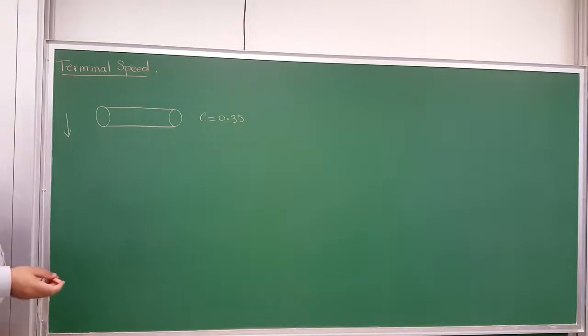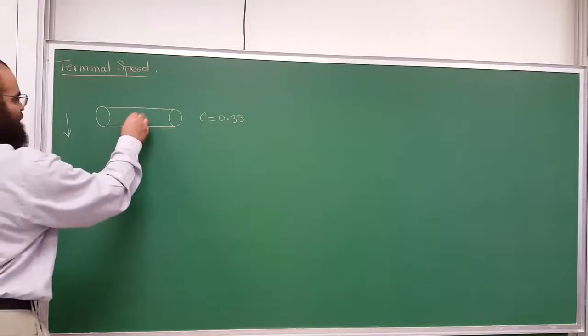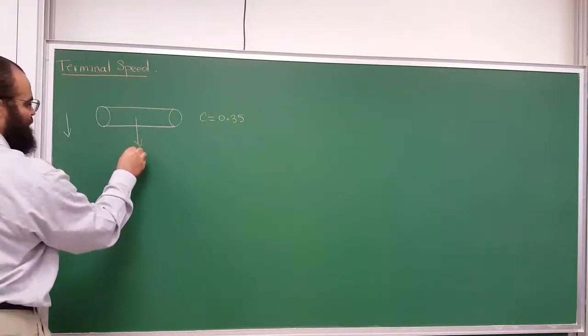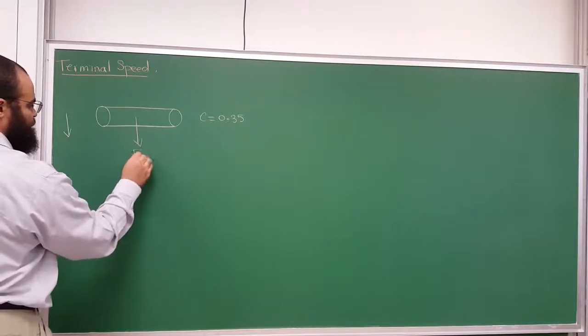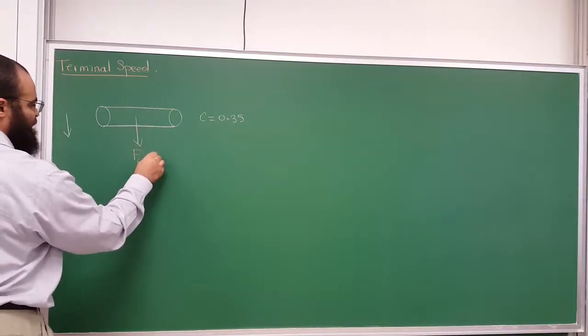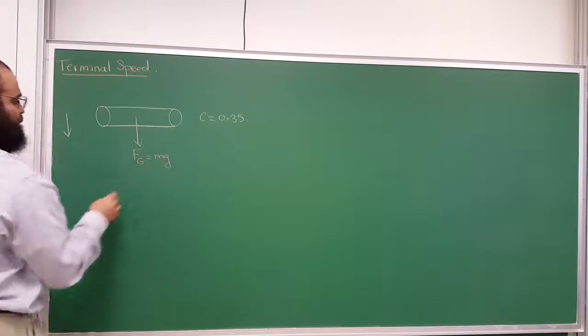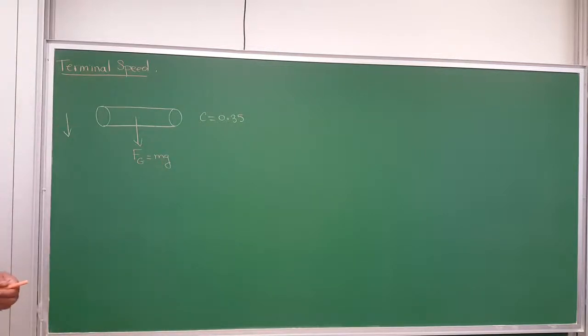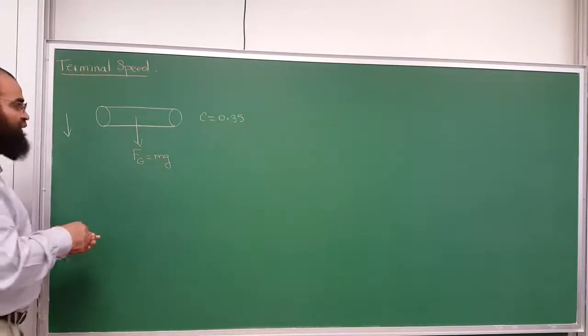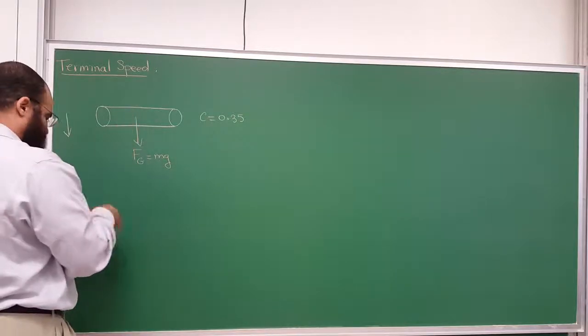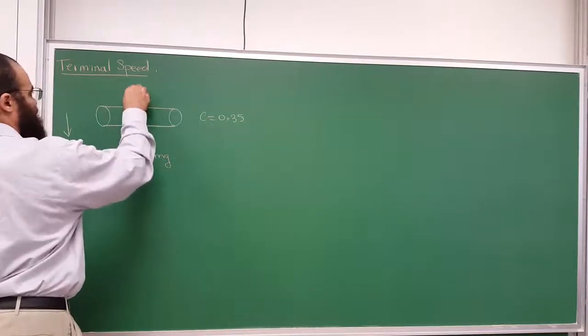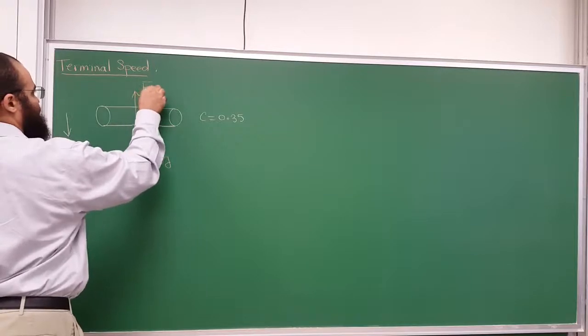As the person falls, what are the forces involved? Well, the person is on Earth, so there has to be gravity downward. There has to be the force of gravity, and it is equal to mg. Now the person doesn't just fall freely, there is the drag, and the drag is in the upward direction, the force of drag.